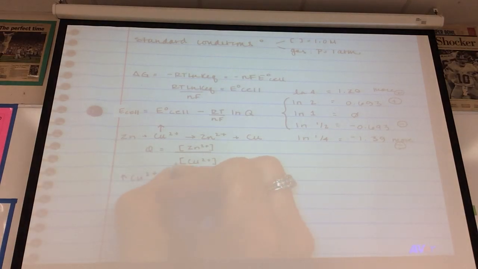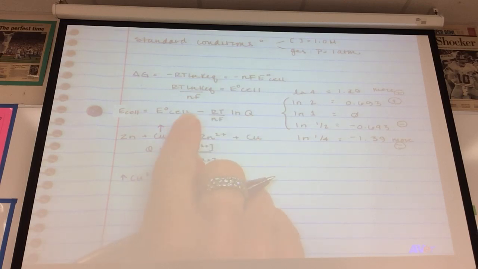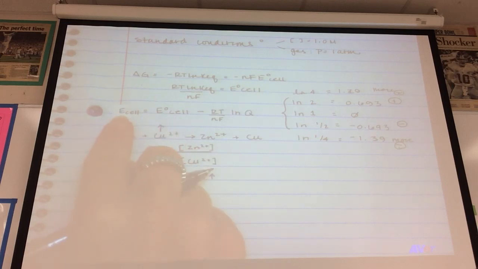If we increase this concentration, this is 1, this has to be greater than 1. Q will be a fraction, correct? If Q is a fraction, ln of Q will be positive or negative? Negative. And if ln of Q is negative, you have Ecell minus a negative, so you're adding to this, and as a result, Ecell will increase.